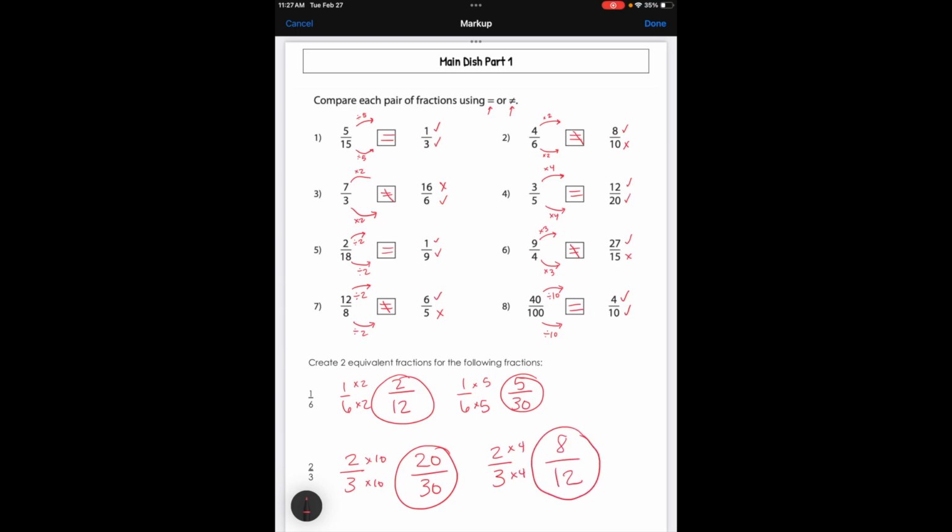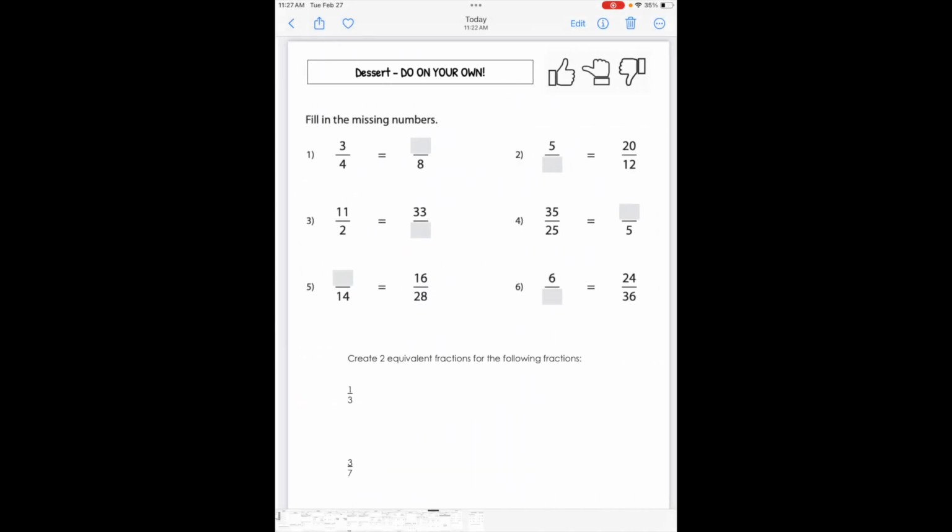All right, and like I said, that's the only main dish that you have today for lesson 8, so you can get going with your dessert.